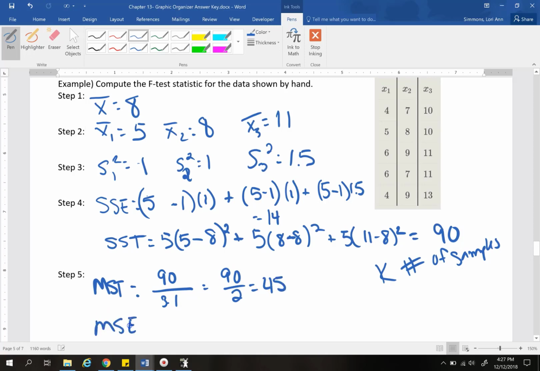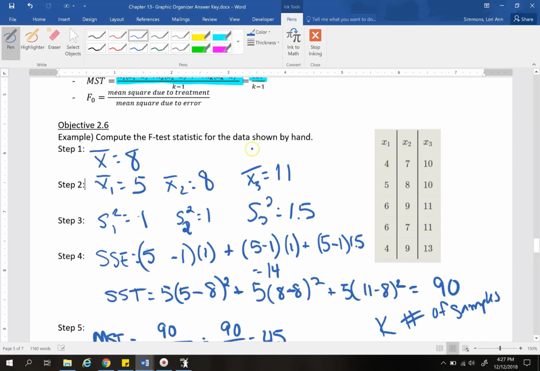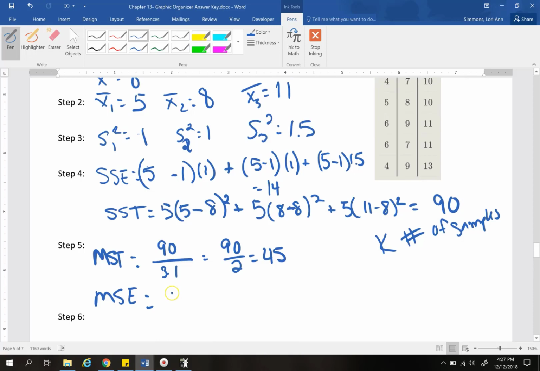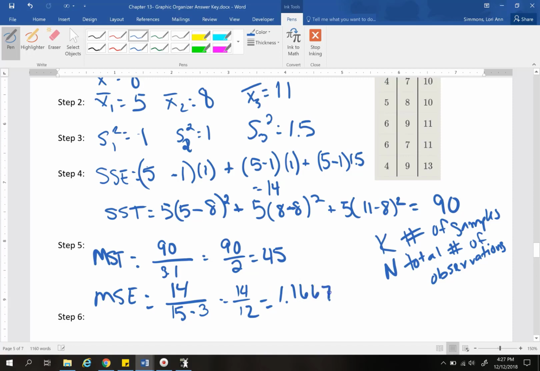Then MSE is your SSE divided by n minus k. So 14 divided by n minus k, where n is the actual total number of samples taken, so 15, minus your k, again the number of samples, 3. So that's 14 divided by 12, which is 1.1667.